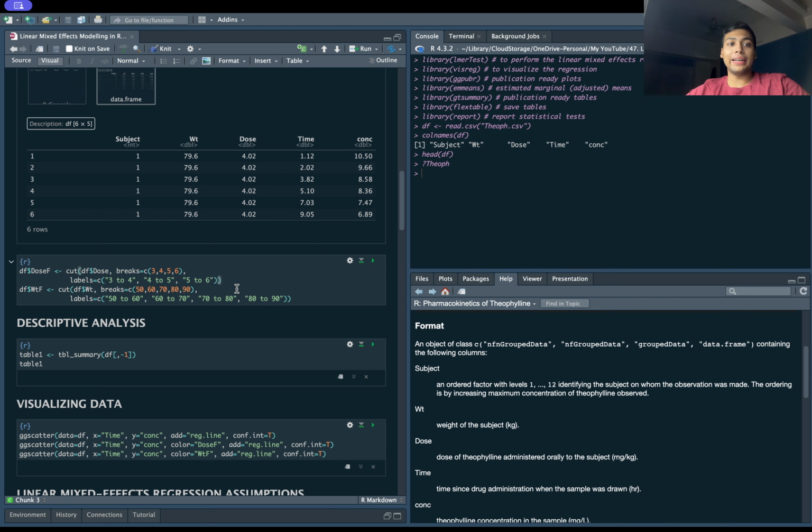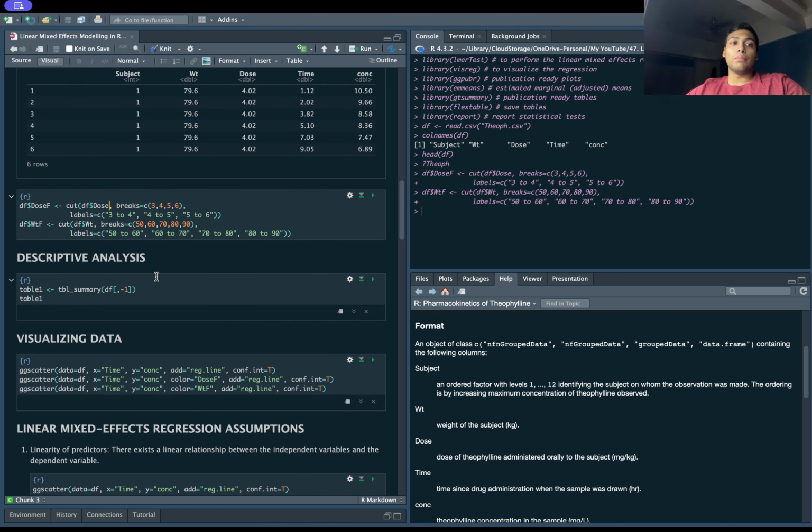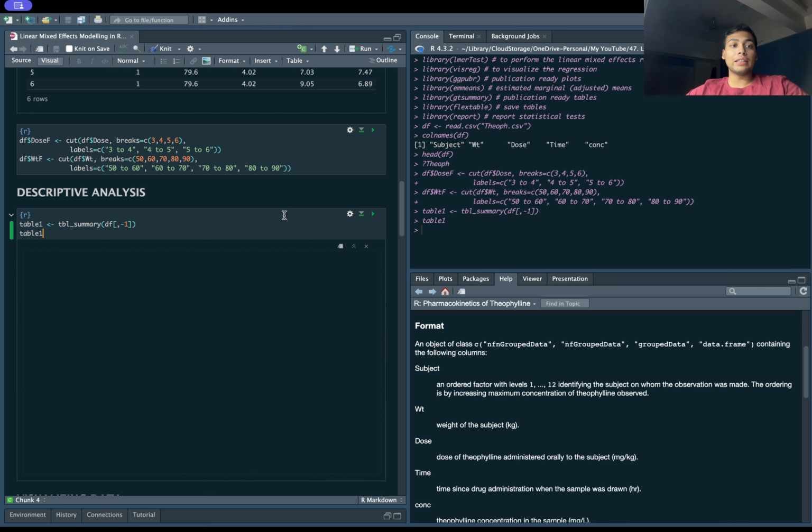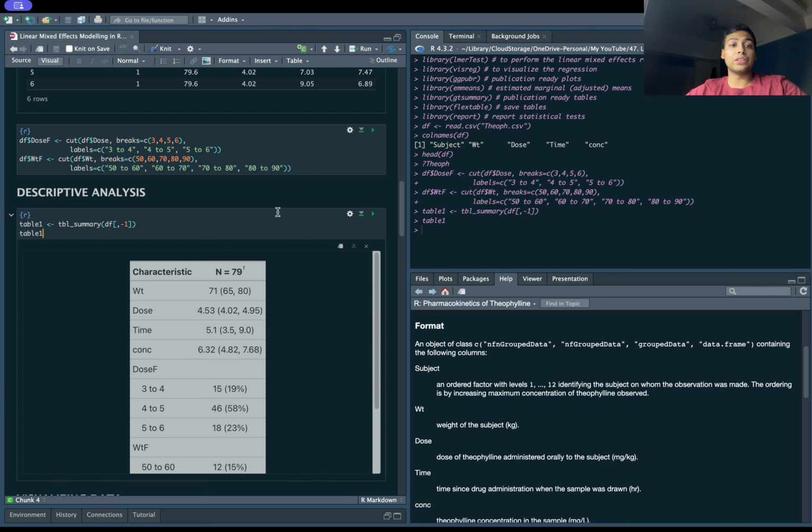categorizing our data into certain categories. So I will be cutting our dose data into 3 to 4, 4 to 5 and 5 to 6 milligram per kg categories. Similarly for weight, those between 50 to 60 kilograms, those between 60 to 70 and so on. So let's do that. In case you were wondering, the cut function does this, and this is the syntax to do that. Pretty easy. And let us first see a few descriptive statistics, summary statistics of our data.